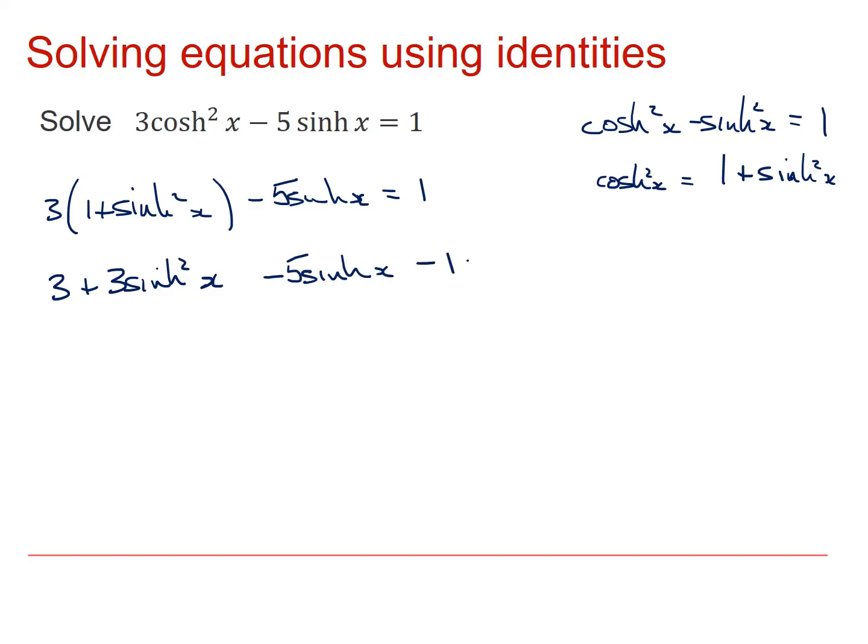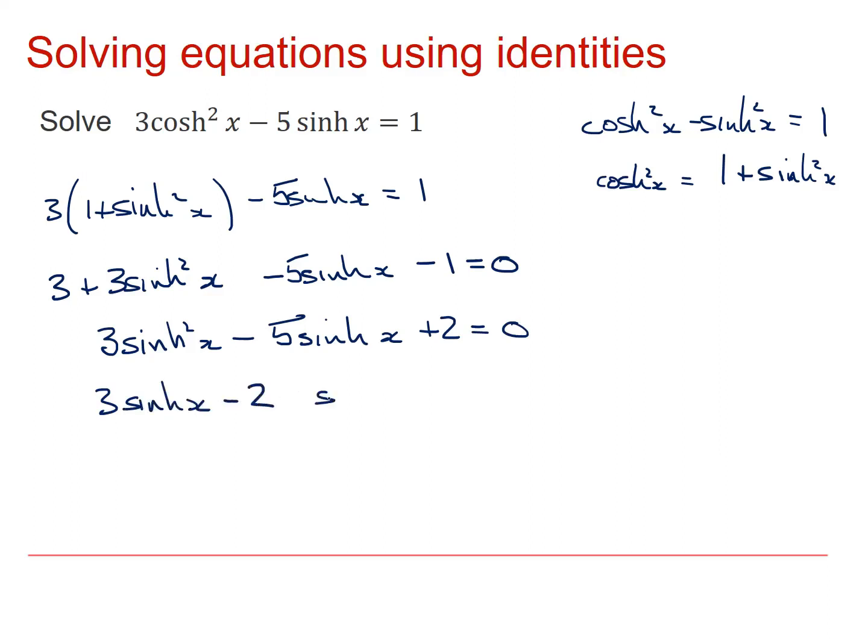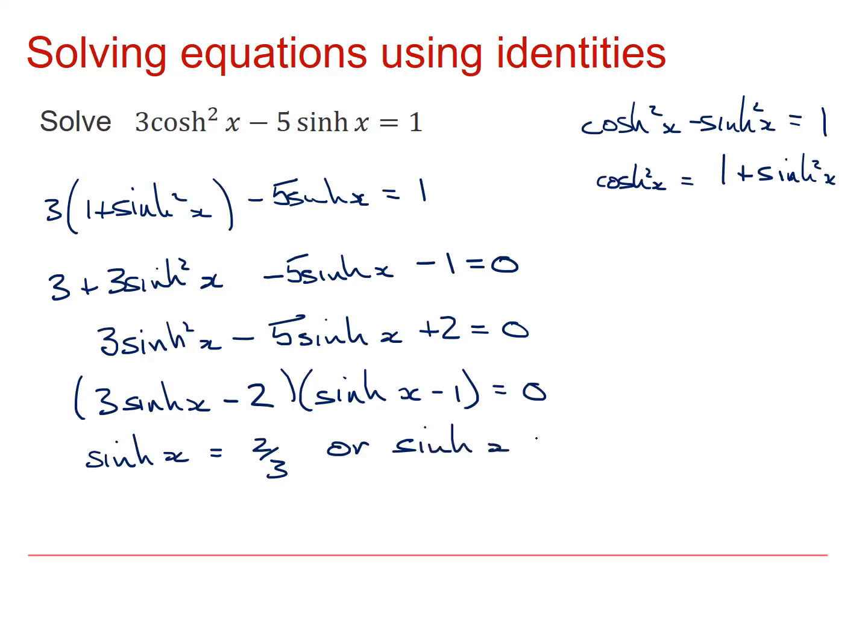And I'm going to bring the 1 over as well. This will boil down to a nice little quadratic in sinh. So 3 sinh squared x minus 5 sinh x plus 2 is equal to 0. That will factorize into (3 sinh x minus 2) and (sinh x minus 1). And that gives me that sinh x is equal to 2/3, or sinh x is equal to 1.